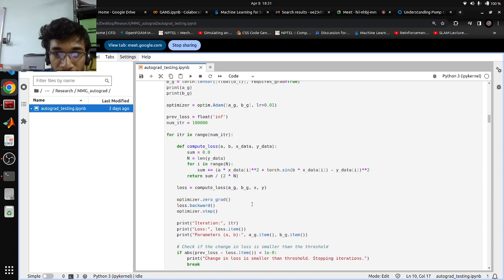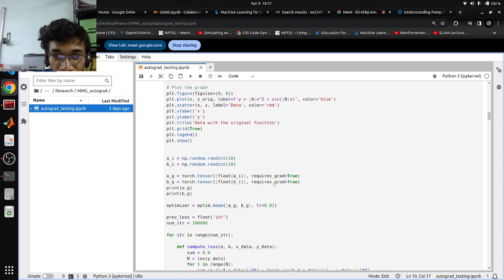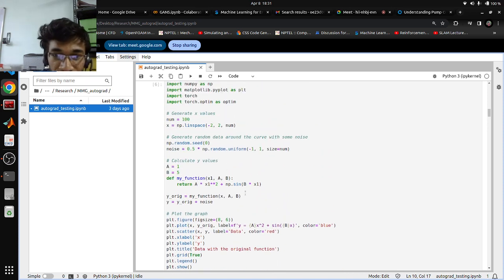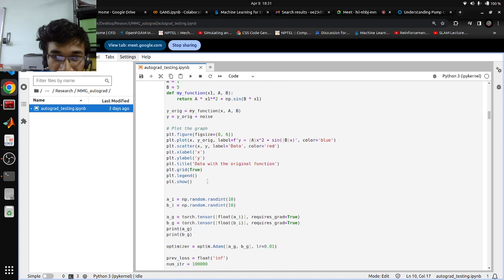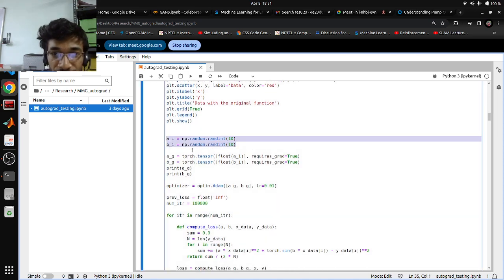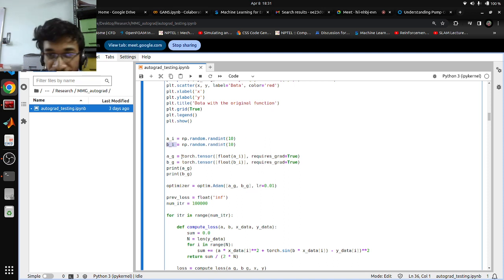Yeah, this is what I wanted to come to. So what we do here is, I randomly initialize my A value and B value to some integer, because those were my initial guesses for the values, and then we set this thing.